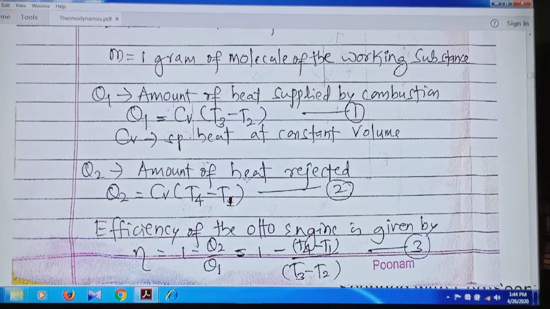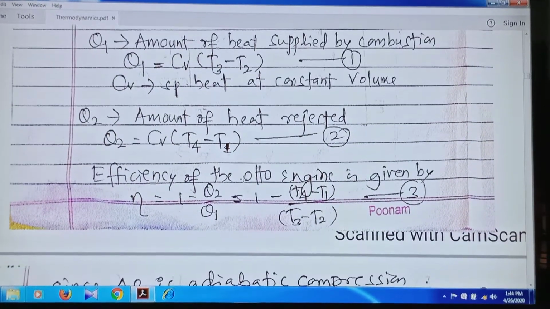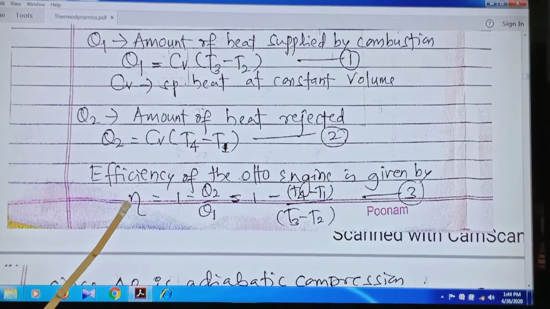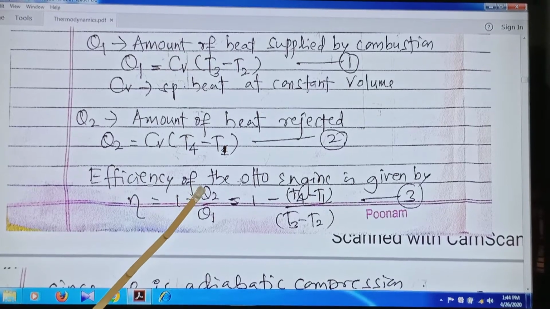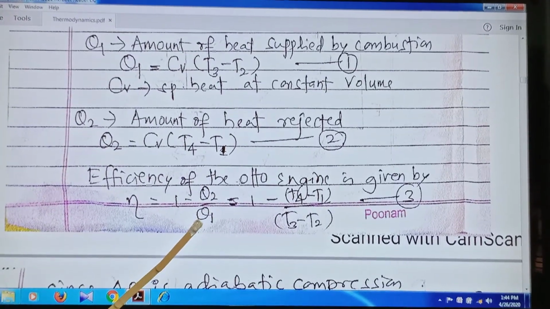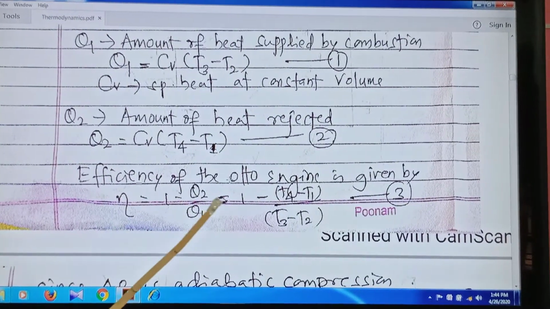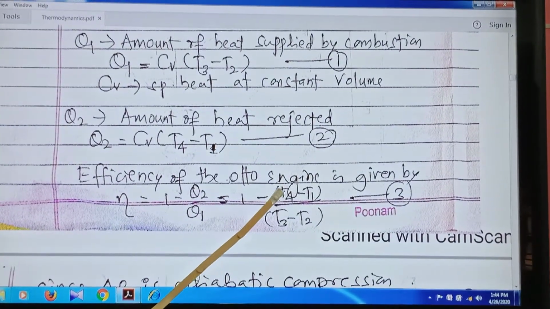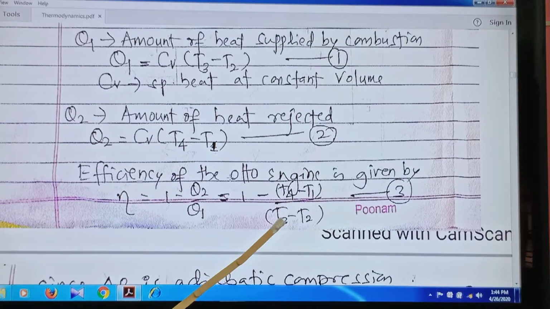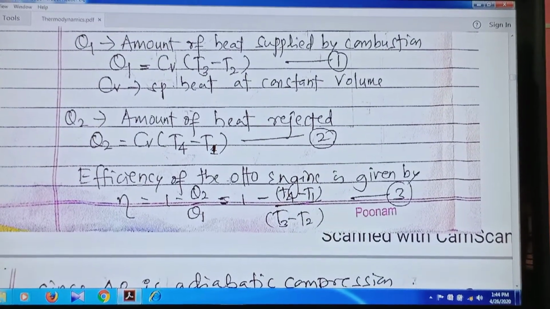The efficiency of the Otto engine is given by the expression eta equal to 1 minus Q2 by Q1. Substituting the values of Q1 and Q2, we get eta equal to 1 minus (T4 minus T1) divided by (T3 minus T2).